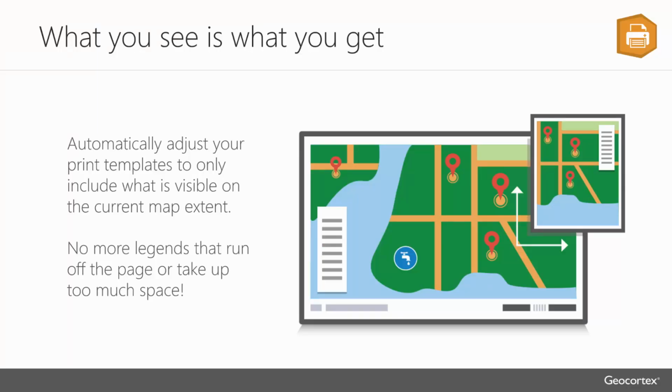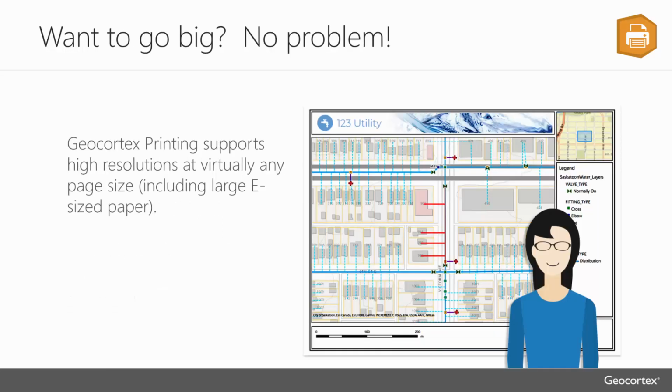So just in summary, with Geocortex Printing, what you see is what you get, and that's the functionality that we've integrated into it to allow for that smart filtering functionality so that you only see the features and legend information for those features within that extent. Additionally, if you want to go big and use really large size print templates, then that's completely supported.